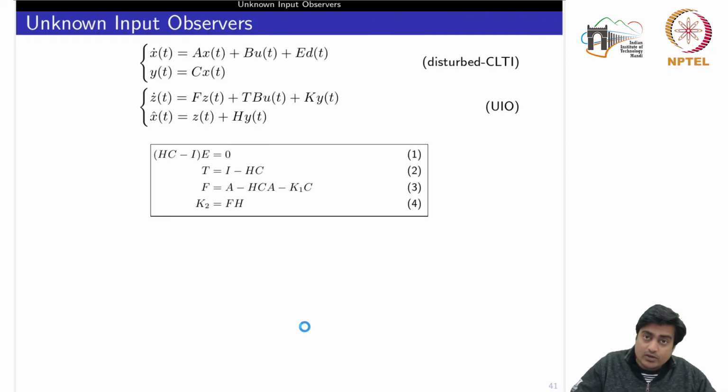We will summarize all the results later on in this slide. So given this plant which has an additional disturbance term, we have designed this UIO ensuring that the solution of these equations exists, where the key matrix is the H matrix. Depending on the H matrix, the further three matrices could be computed. Okay, the Hurwitzness of this F matrix is a separate part, which we will see now.